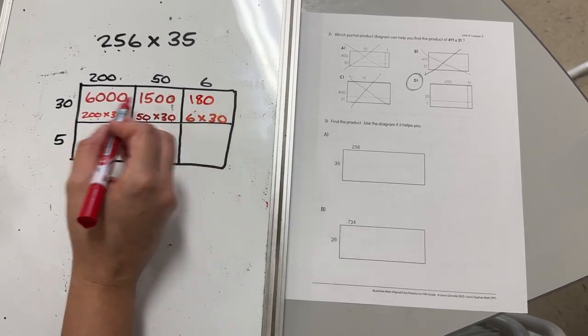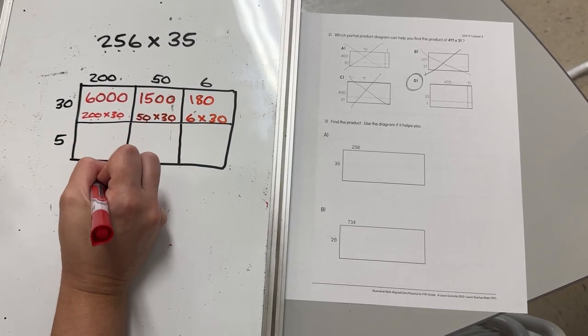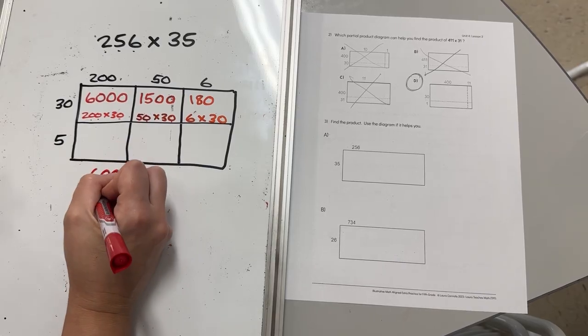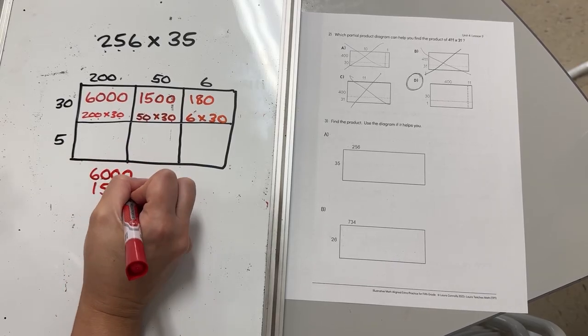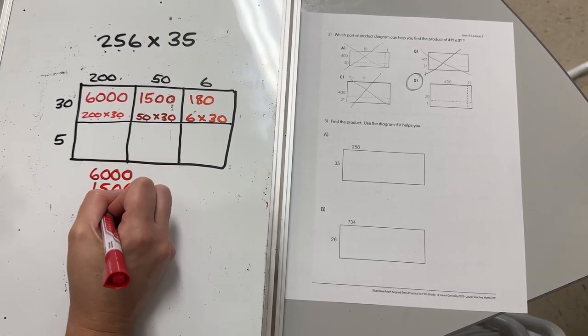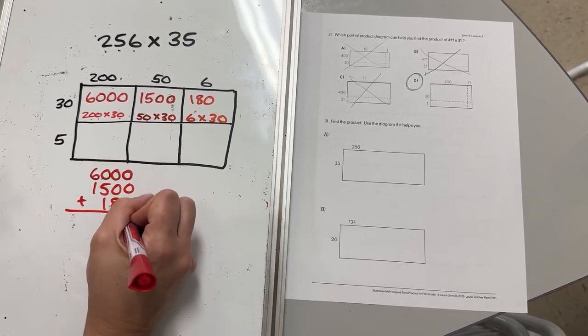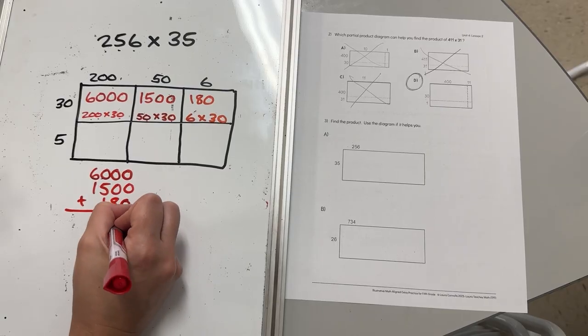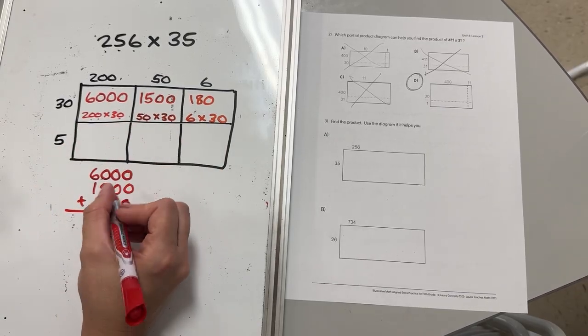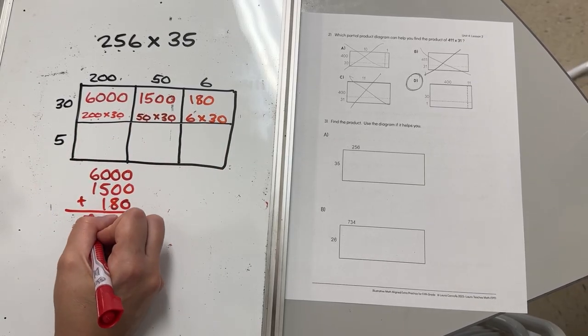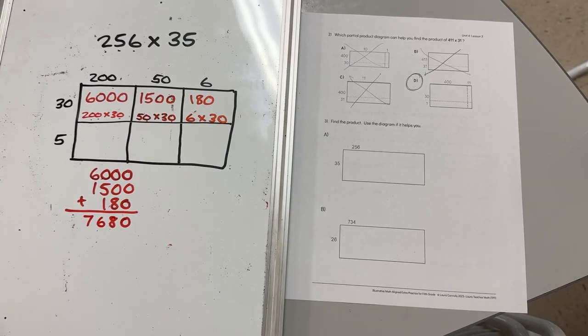What I'm going to do now is take these 3 partial products and add them up down here on the bottom. I find that adding it up one row at a time really helps me to organize my information, because otherwise I'm going to end up with 6 different partial products and it's going to be a lot of numbers to add. Once I add it, I get 7,680 across the top.